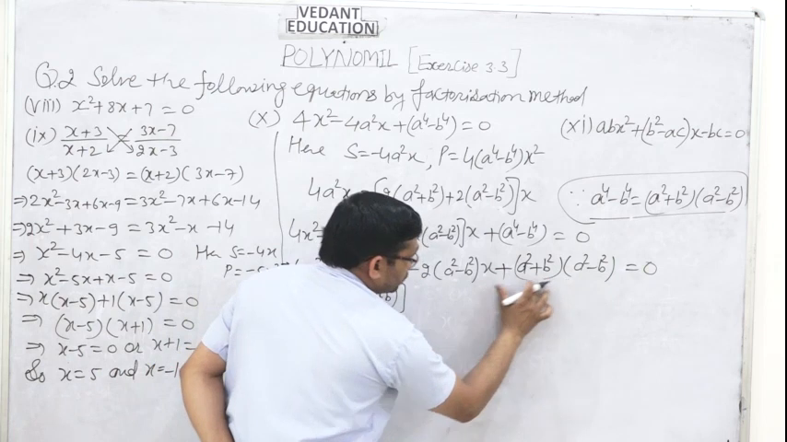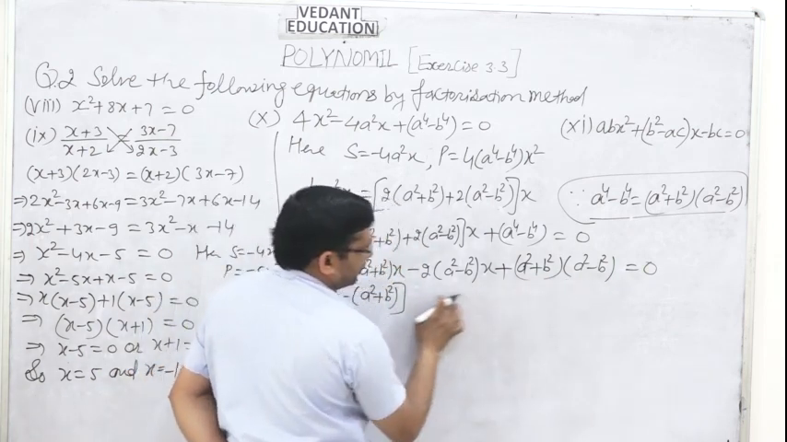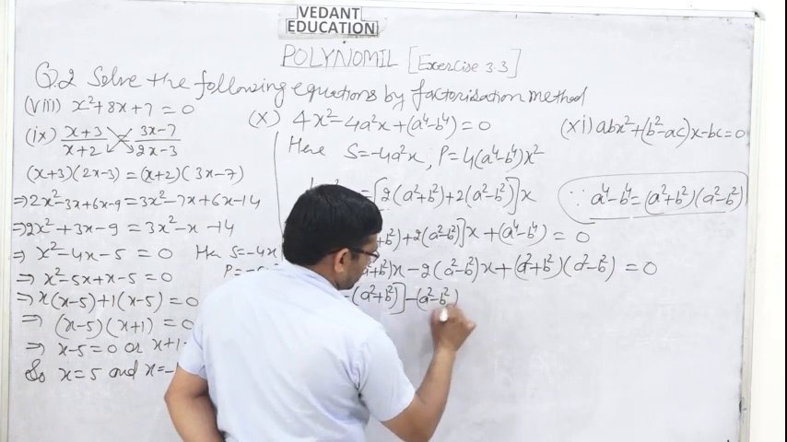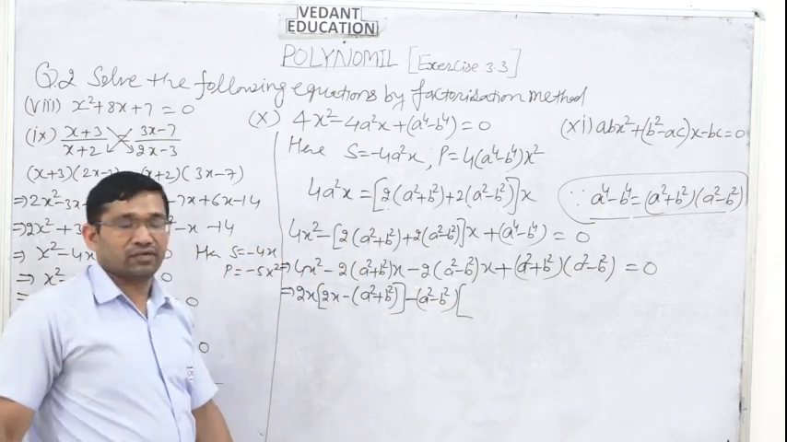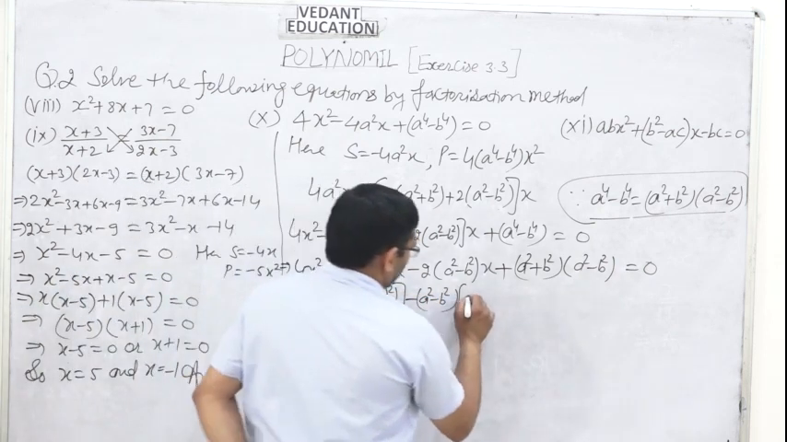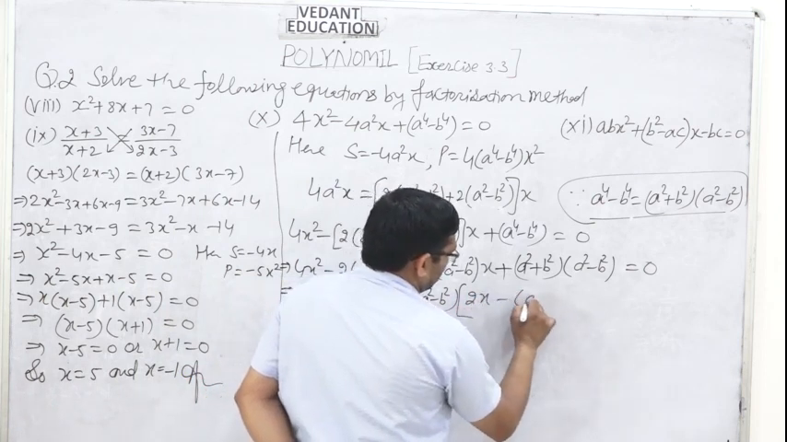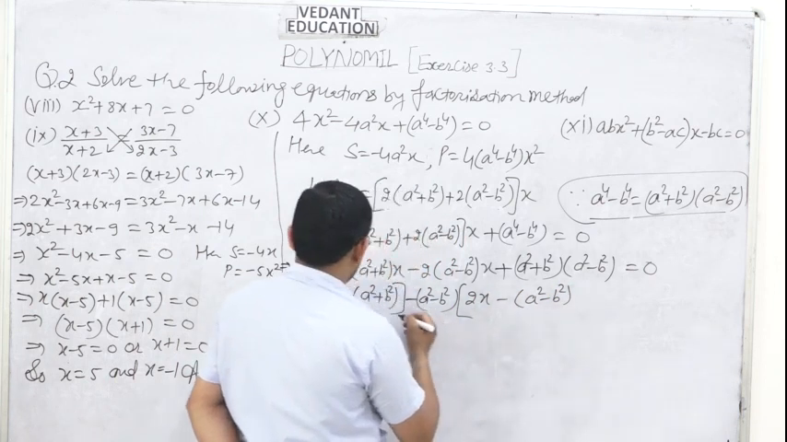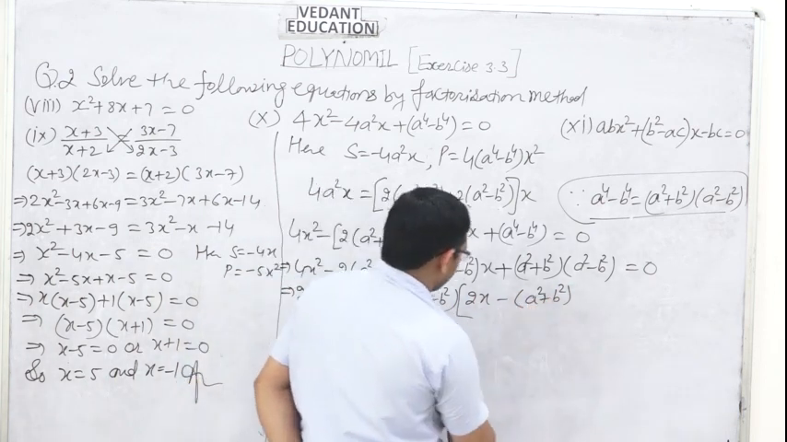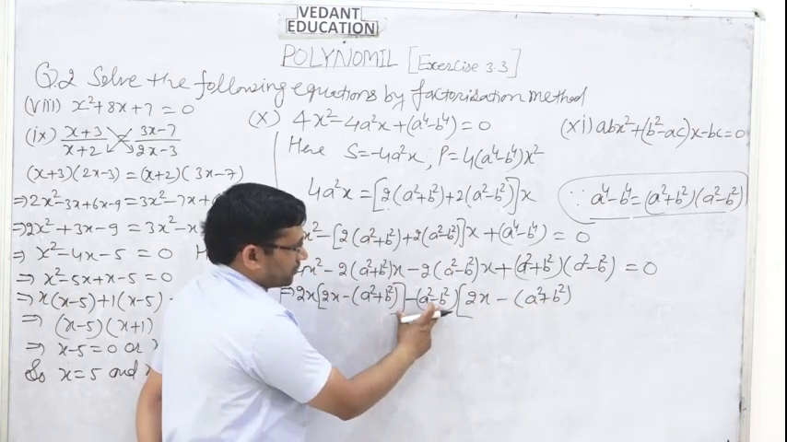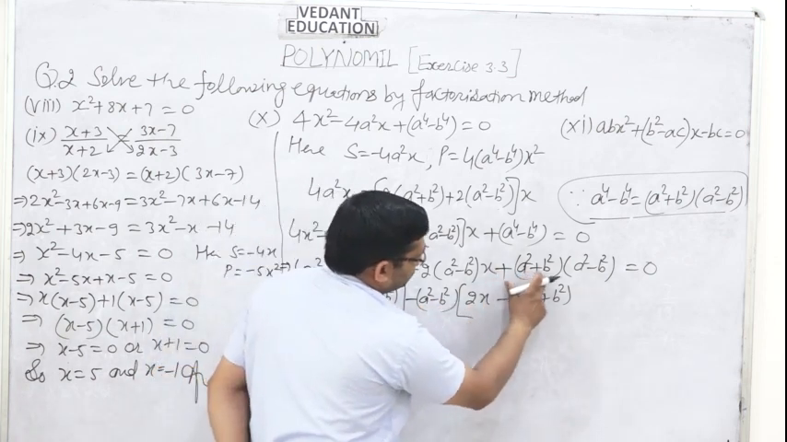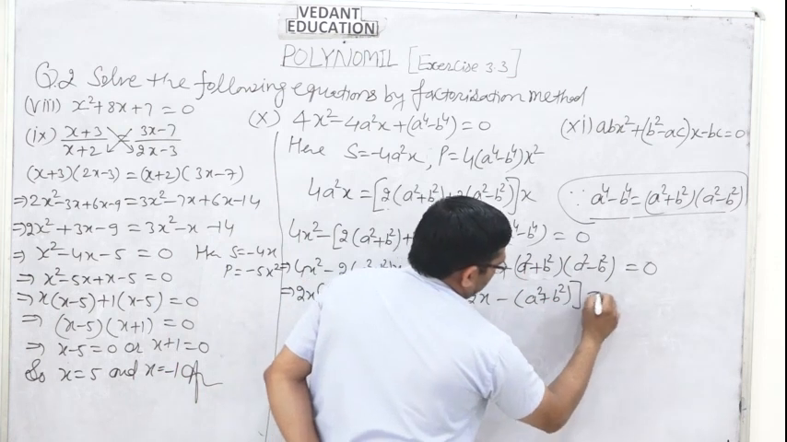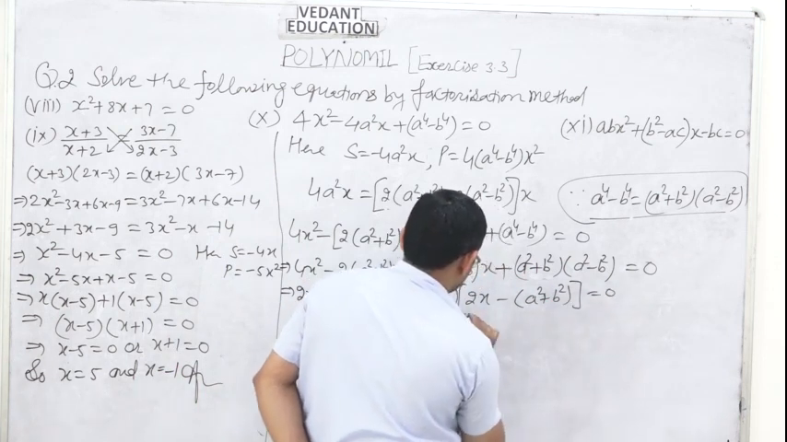Again, next two terms we can take common a square minus b square. So a square minus b square is common, then remain 2x and minus of a square minus b square. So a square plus b square, because a square minus b square we take common. So remain is a square plus b square is equal to 0.